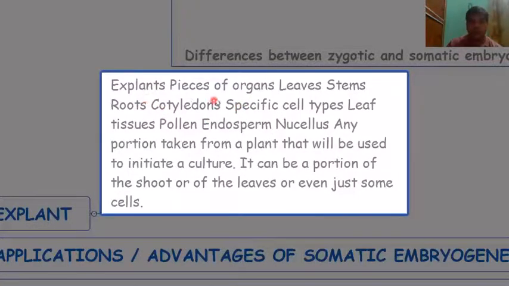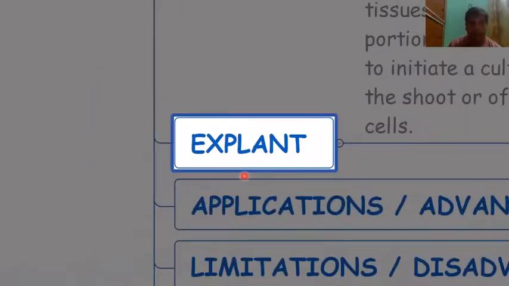In general, we can say the explant can be pieces of organs, leaves, stem, root, cotyledons, specific cell types, leaf tissue, pollen, endosperm, and other portions taken from a plant that will be used to initiate a culture. So the majority of explant types are included here. It is just a matter of practice with any plant material to see what type of explant is responsive towards somatic embryogenesis. But only one condition we can give here: the material should be highly juvenile.